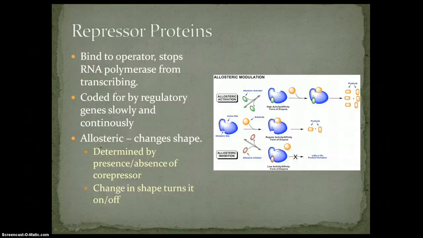But the important thing here is an allosteric repressor protein, when something else binds to it, changes its shape, it either becomes inactive or it changes its shape and becomes active. All right, and that's what this diagram over here is all about. It's describing for you how allosteric binding in an enzyme could turn it on or off, which is similar to this.